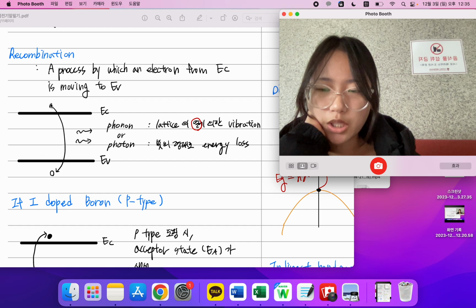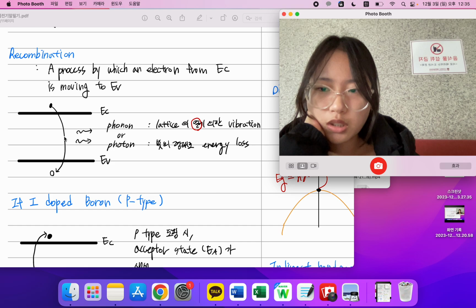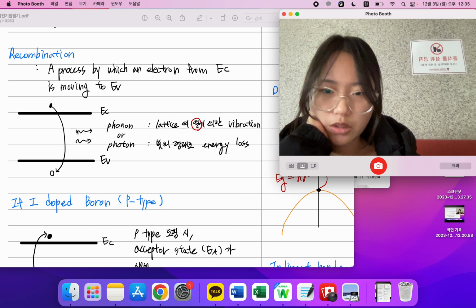If a carrier moves from the conduction band to the valence band, the carrier will lead to phonon or photon energy.